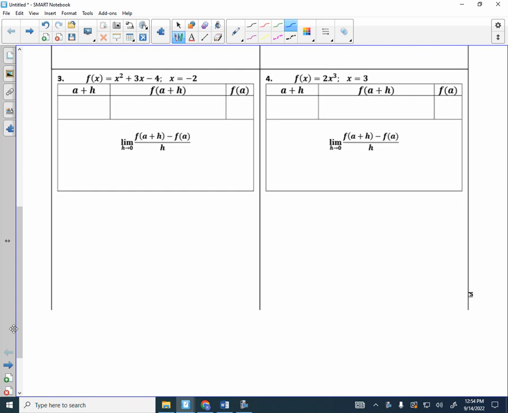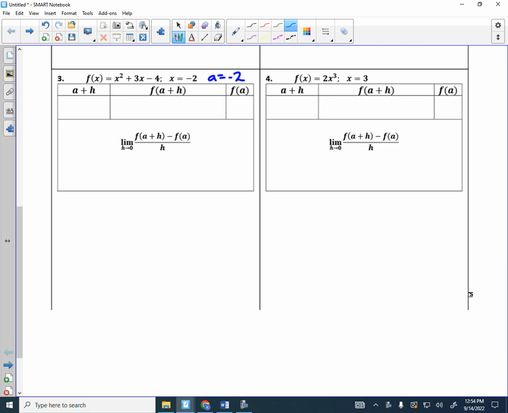So let's do this one together. What we want to do is take this curve, x squared plus 3x minus 4, and find the derivative at x equals negative 2. So we are saying that a is equal to negative 2. That's our a value. You have to get used to plugging this in properly, so I made a little bit of a graphic organizer. If you don't want to use it that way, that's fine.